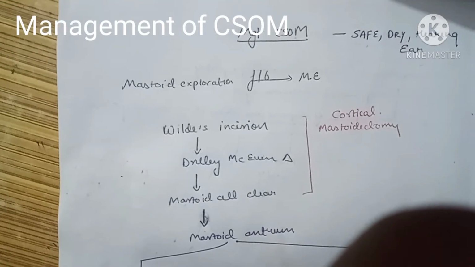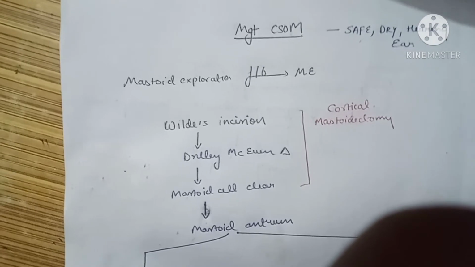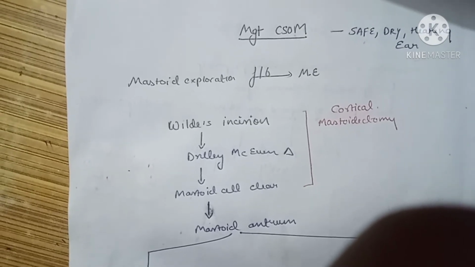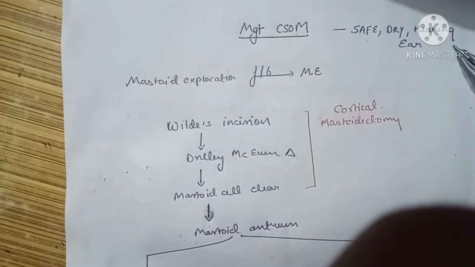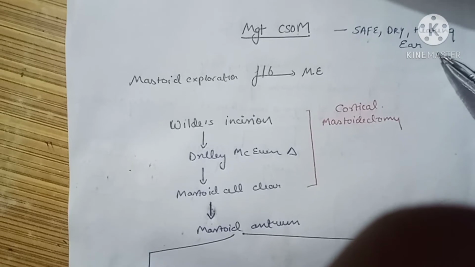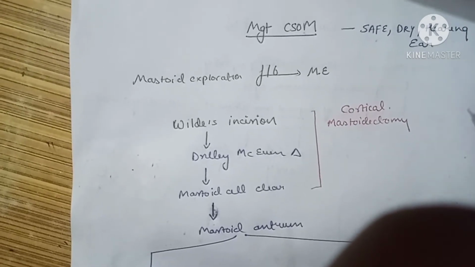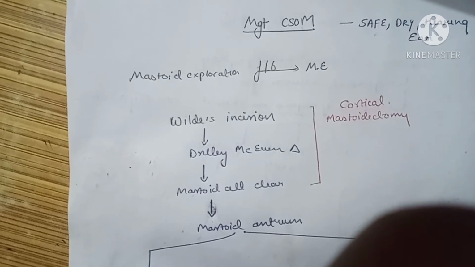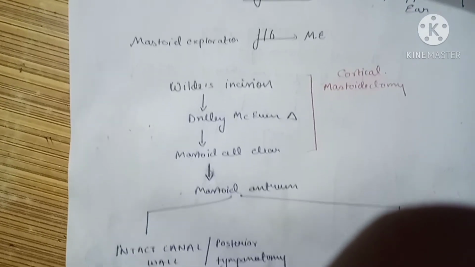Hello everyone. So today we are going to discuss management of chronic suppurative otitis media. While managing this condition, our aim is to give a patient a safe, dry and hearing ear. So we proceed with our management in a way that gives the patient a safe, dry and hearing ear. We start with mastoid exploration and then go on to disease evacuation from the middle ear.